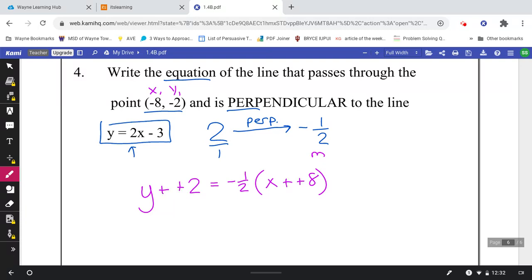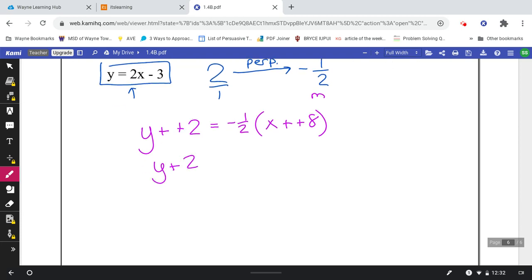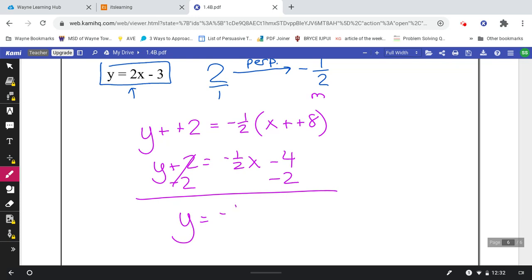All right, it should look something like this. Y plus 2 equals negative 1/2 x minus 4. Subtract the 2. Final answer of y equals negative 1/2 x minus 6.